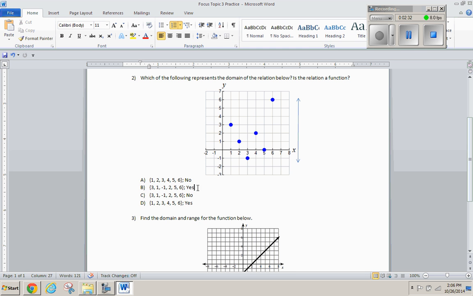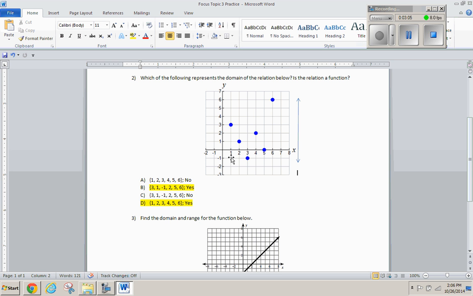So go ahead and cross out choices A and C. The only viable options are B and D. They say that yes, it is a function. So now we need to look at our domain. Our domain is the set of all x values. So if we're looking at our domain for our points here, let's just look at this first point, the very first point furthest to the left. If I look at the x-axis, that x value is positive 1.